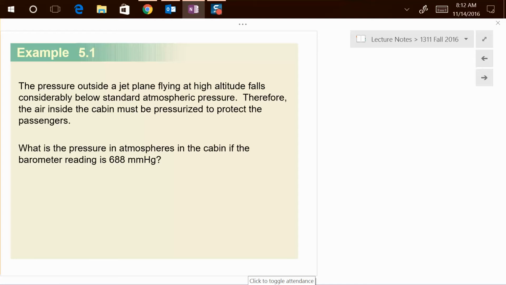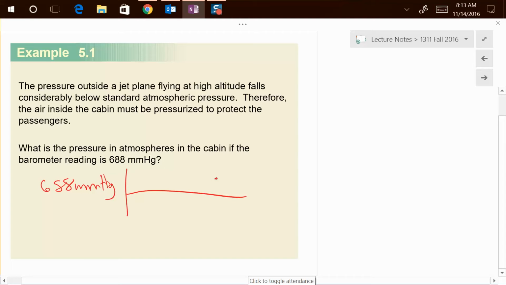To protect the passengers. And here, what is the pressure in atmospheres if the cabin barometer reading is 688 millimeters mercury? Okay, we simply convert that to atmospheres from the millimeters of mercury. There's 760 millimeters of mercury in 1 atmosphere. So that's how we would perform that conversion. Like I said, this is probably the most common one that you would need to do, millimeters mercury to atmospheres.